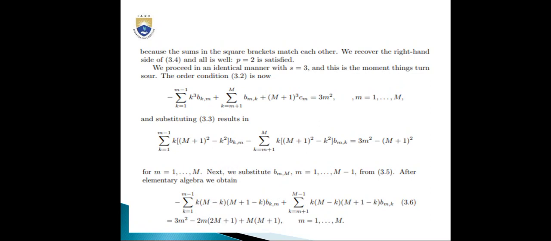We proceed in an identical manner with s = 3, and this is the moment things turn sour. The order condition 3.2 is now this equation, and substituting 3.3 results in this equation for m = 1 up to capital M. Next we substitute B_{m,k}, m = 1 up to M − 1, from 3.5. After elementary algebra, we obtain this equation.